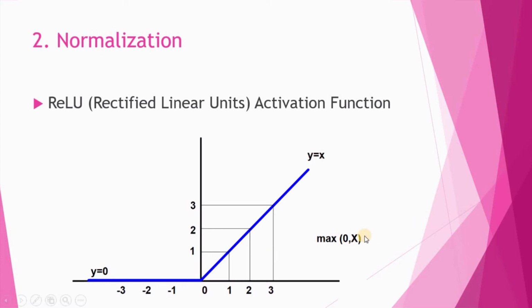So it passes through the function max(0, x), where x is your input value. If your input value is, suppose, -3, then the maximum between 0 and -3 will obviously be 0. And if your input value is positive, suppose 3, then the maximum value between 0 and 3 will obviously be 3. So it replaces the negative value with 0.